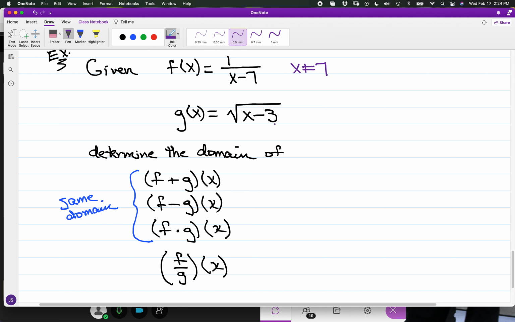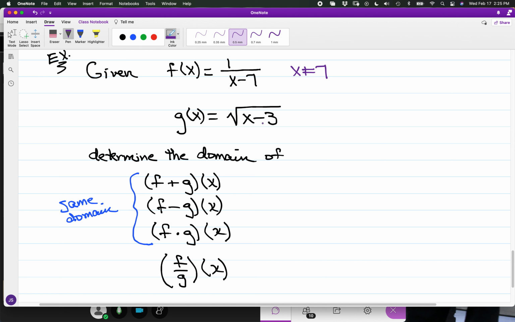All right. Now for g of x equal to the square root of x minus 3. Remember, in the real number system, for an even root of an expression to be defined, that expression cannot be negative. So x minus 3 cannot be negative. It can be greater than or equal to 0. And if that is the case, then what is allowed for x is that x must be greater than or equal to 3.